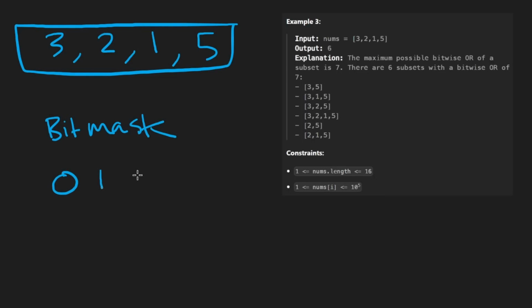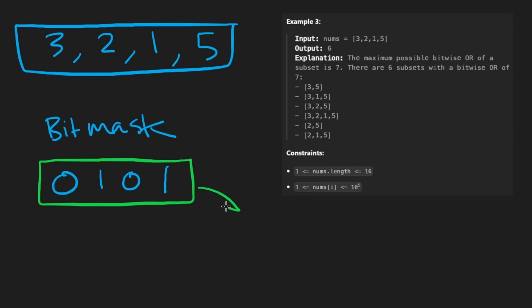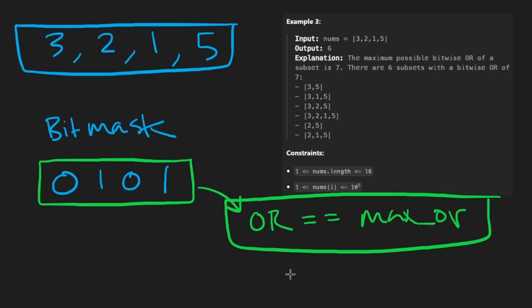So for example, this might be the bit mask. That would mean include this and include this element. Now, for a given bit mask, we want to compute the OR of it. And then if the OR of it is equal to our max OR that we're going to compute up front, if that's the case, then we'll increment our result by 1. So very straightforward solution. The only clever part is the fact that we can use bit masks here.